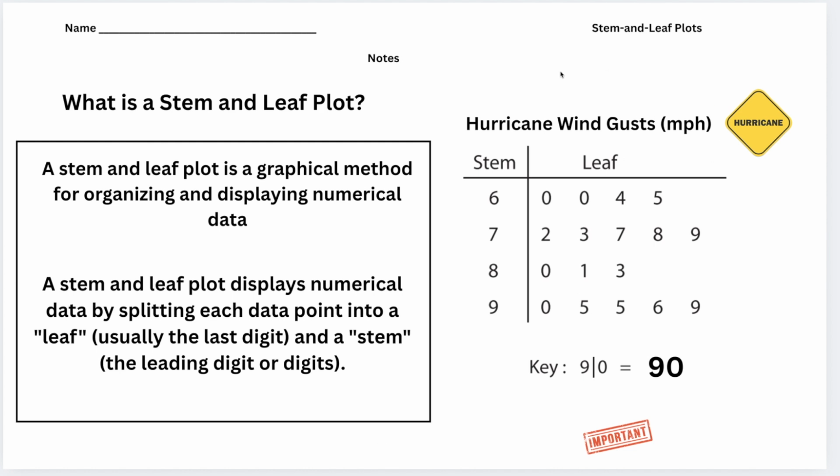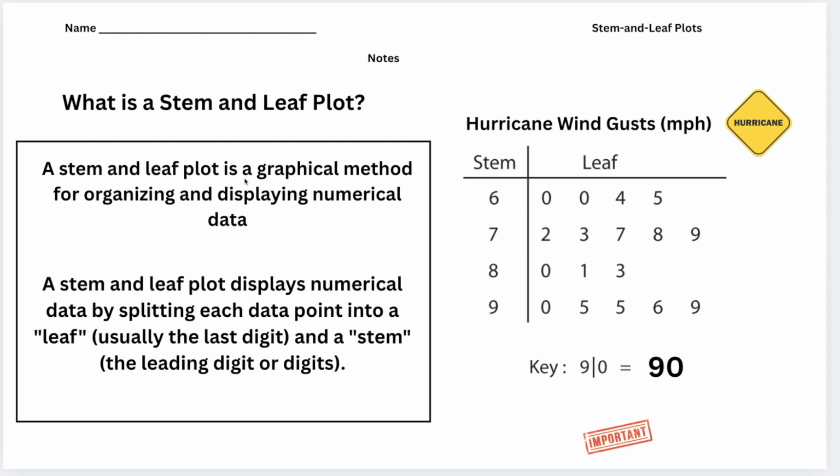Check out this graph over here on the right. This is a good example of one. This graph displays the hurricane wind gusts in miles per hour, right? And notice how we have a stem and we have a leaf. And each one of these numbers represents something.